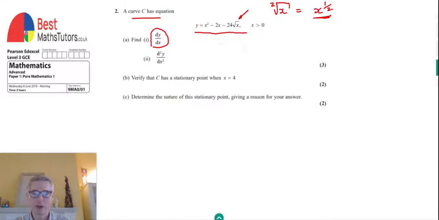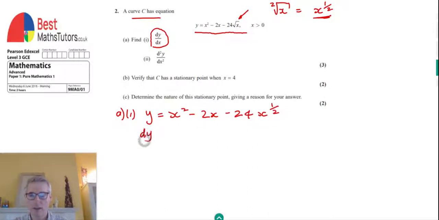So we're going to rewrite this, part A1, and say that y is equal to x squared minus 2x minus 24, and it's x to the half. And what we need to do is differentiate that, and we're going to use the general rule that if y is equal to a x to the power n, then if we differentiate that, the n will multiply to the front. We'll get n times a.